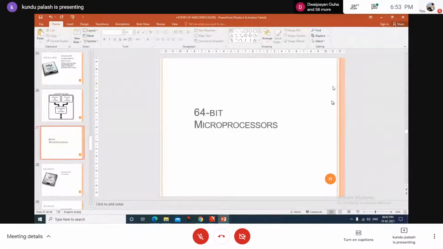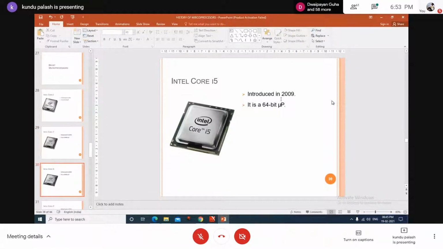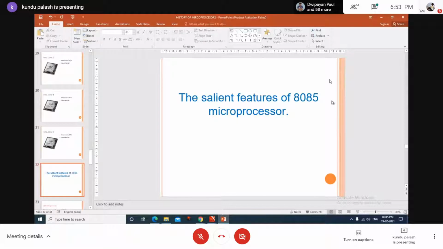Anyway, this gives a brief idea about the history of microprocessors and some models. Now, we must have some idea of the basic internal architecture of a typical 8-bit microprocessor, that is, the internal architecture of 8085. Inside the 8085, what are the building blocks?